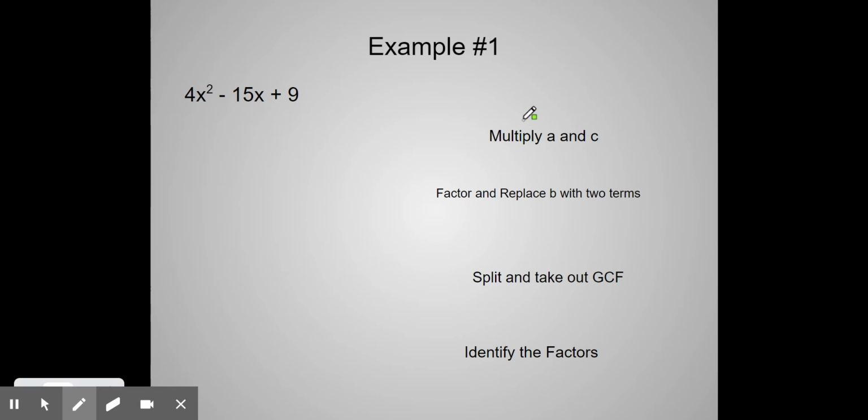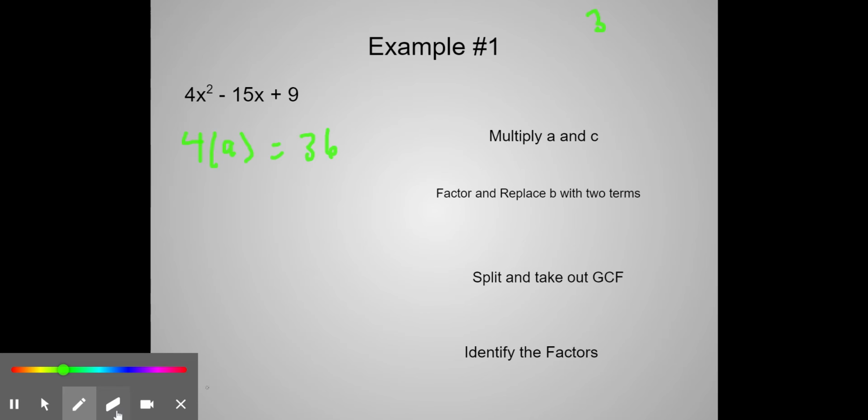So the exact same concept, multiply a and c. So 4 times 9 is 36. Okay, so in this situation, I have a positive product and a negative sum. So I need two numbers that add to be a bigger negative. However, their product is positive. So I know that my two factors both have to be negative. Please reference that chart we did earlier if you have any questions there. So I need two negatives that get me 36.